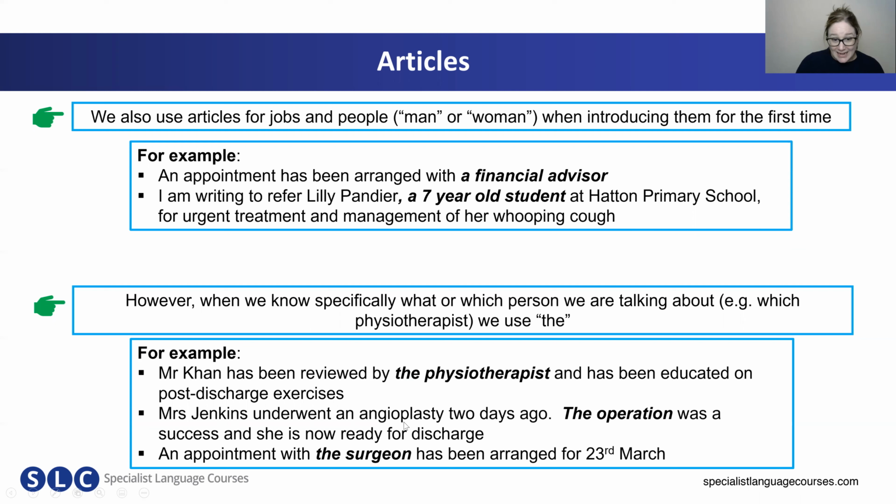Mrs. Jenkins underwent an angioplasty. So remember the procedure is countable. So an angioplasty 2 days ago. So the first time we're mentioning it, we're using this. But then we go, the operation was a success and she's now ready for discharge. So here we're using the operation because we know which operation we're talking about, the angioplasty. Another example, an appointment with the surgeon has been arranged for the 23rd of March. So it's the surgeon who performed the surgery or the surgeon who's going to perform the surgery. Okay.